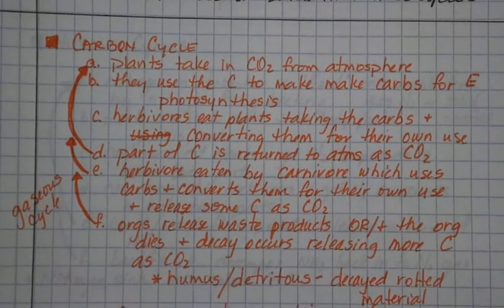Now, remember that we talked about humus or detritus? That's decayed, rotted material. We have all sorts of weird organisms that are going to be helping to break that down. But ultimately, all of that is broken down into a multitude of chemicals, and one of those chemicals is carbon dioxide. That's how the carbon gets back into the carbon cycle.